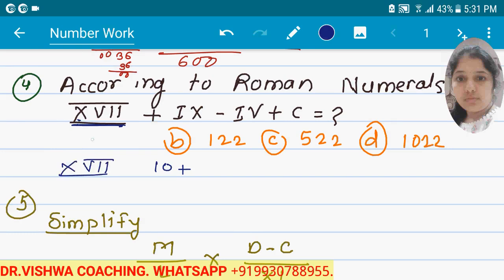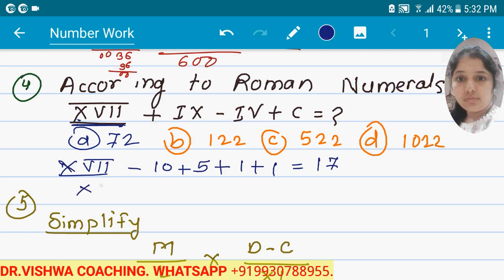X, V, 2 times I. Here X represents 10, V represents 5 and 2 times I represents 1 plus 1. So this number is 10 plus 5 plus 2, which means 17. Now why do I add all of them? Because see, the bigger number is at the left side, and smaller numbers are at the right side. So we add them. Okay, so the number is 17.